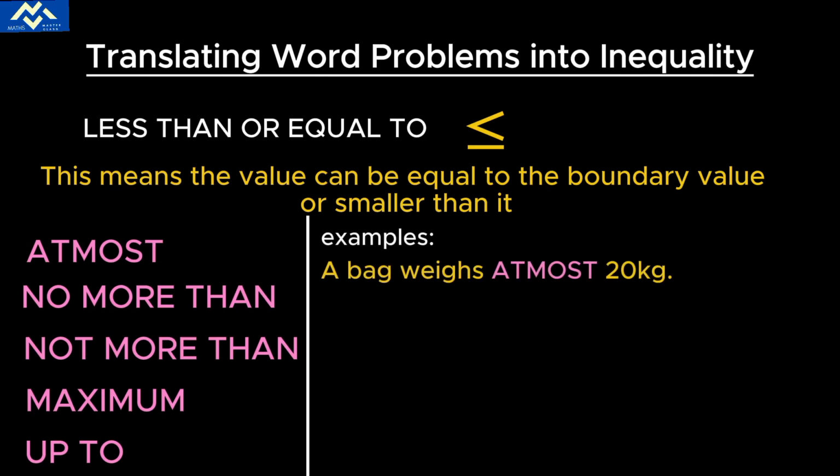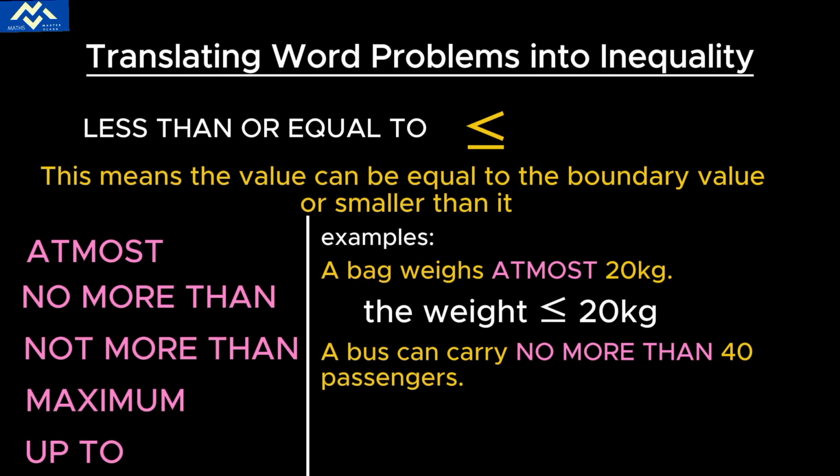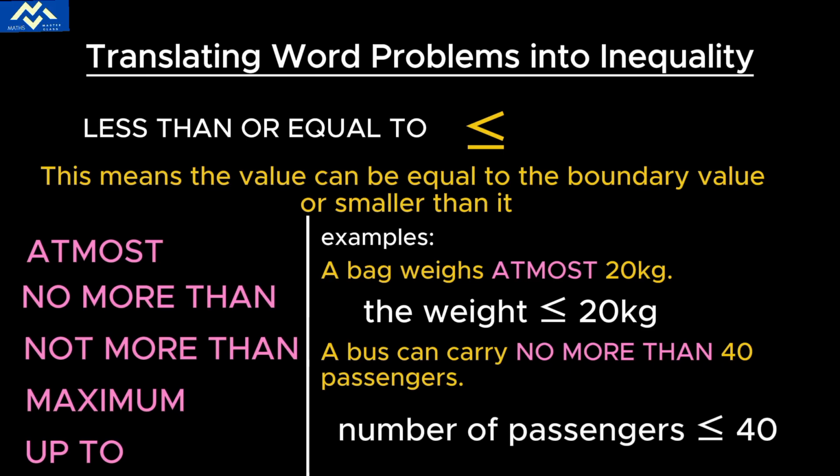A bag weighs at most 20 kilograms. This means the highest weight the bag can weigh is 20 kilograms. The bag may weigh exactly 20 kilograms or any weight below it, but not above it. Therefore, the weight is less than or equal to 20 kilograms. Another example. A bus can carry no more than 40 passengers. This means the bus may carry 40, 39, 30, or even 20 passengers, but it cannot carry 41 or 50 passengers. Therefore, the number of passengers must be less than or equal to 40.